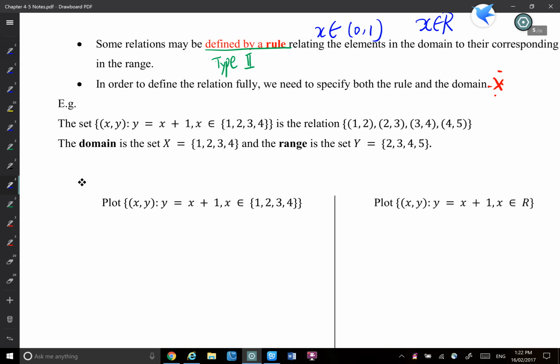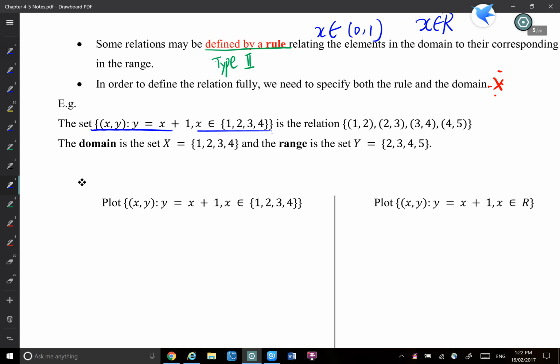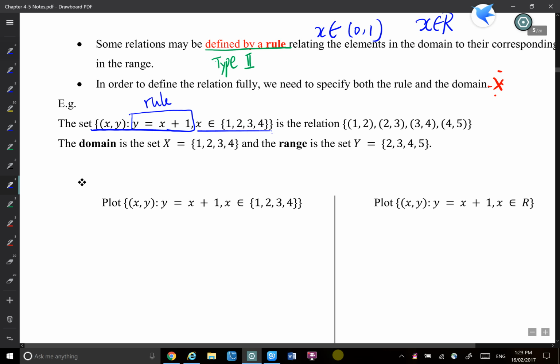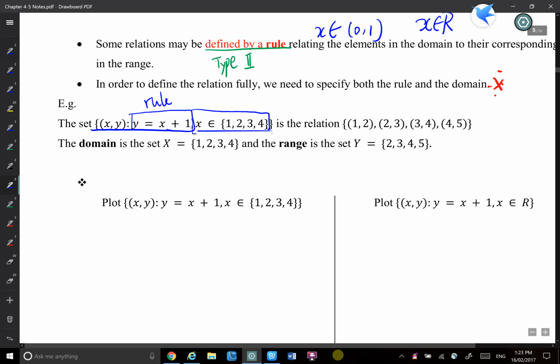We have the set here, {(x, y)}. This is a very complex notation, but it's easy to understand. It's a collection of ordered pairs. (x, y) is the ordered pair, so it's a collection of ordered pairs such that, explaining what x is and what y is, y equals x plus 1. That is the rule. I'm telling you first a relationship between x and y. Second, I'm telling you that x belongs to a set.